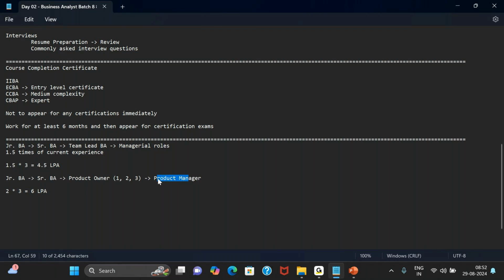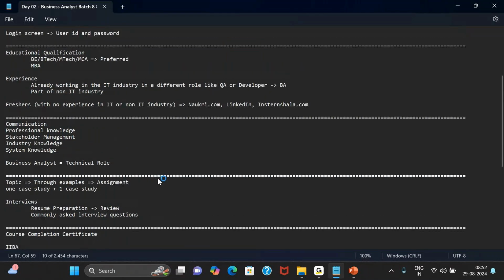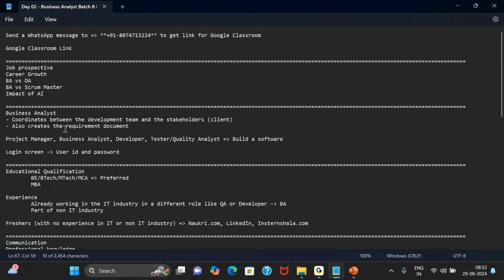Now, before we end our class for today, what I would like to revise is that tomorrow we will take a look at different roles that are available. For example, data analyst, scrum master, and how is this business analyst different from these roles? That is one point that we will cover tomorrow.